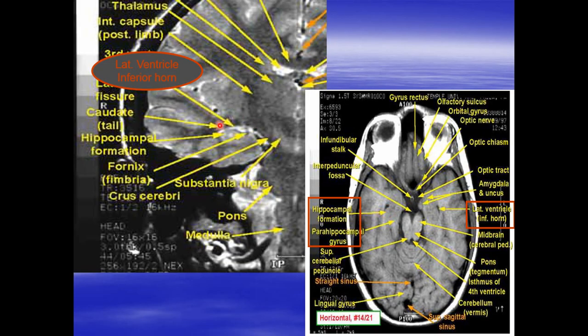So, in the coronal image, we can see this is the temporal horn of the lateral ventricle, and the floor of it is the hippocampus, while the roof is the tail of the caudate nucleus here, and you can see it is very thin and slit-like. Also in this axial image, you can see it's very thin and slit-like, and it's located within the temporal lobe of the cerebral hemisphere.